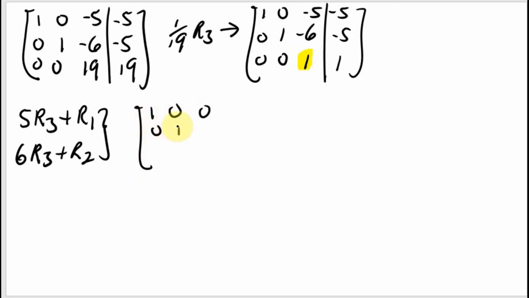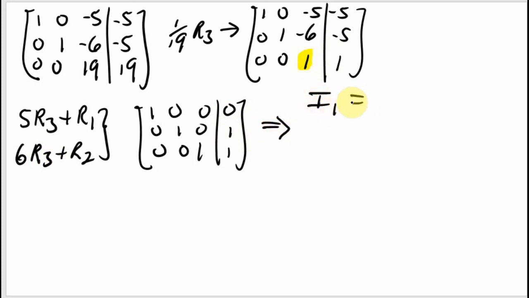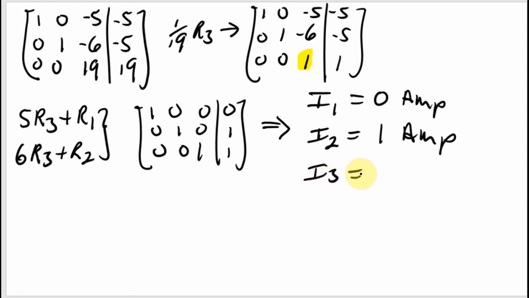Well, that gives us the identity matrix here, and the work is over on the augmented side. So this is 5 times 1 is 5, minus 5 is 0. And then this is 6 times 1 is 6, minus 5 is 1. So that implies that the amperage on the first resistor is 0 amps. I sub 2 is 1 amp. I sub 3, 1 amp.